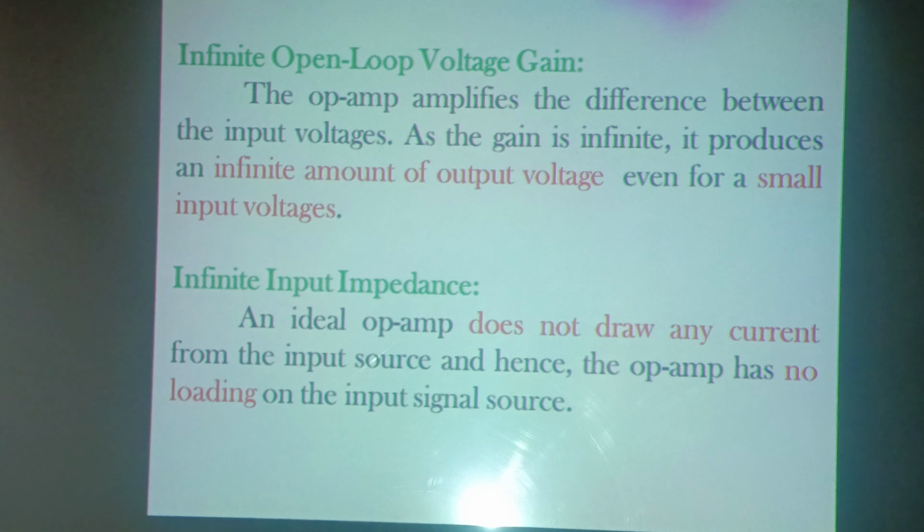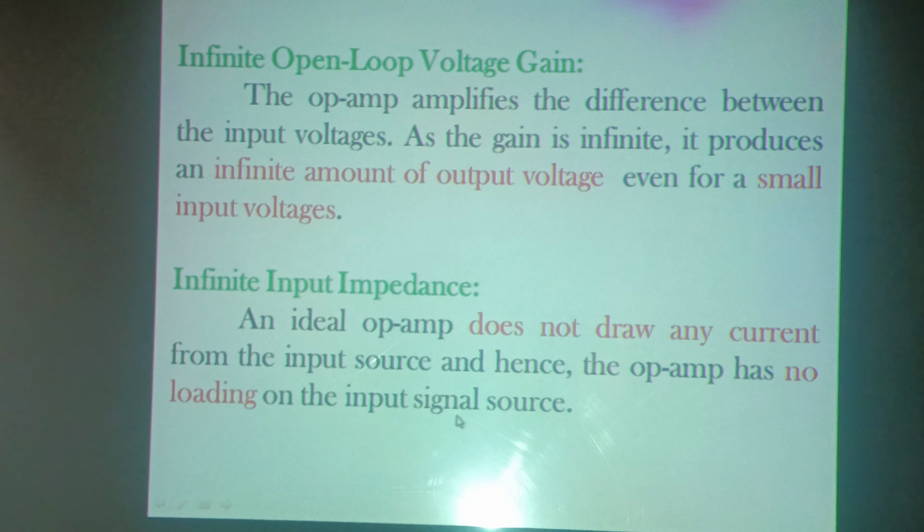The next parameter is, ideal op-amp has infinite input impedance. Because of this, ideal op-amp does not draw any current from the input source connected to the op-amp. Hence, the op-amp has no loading on the input signal source.